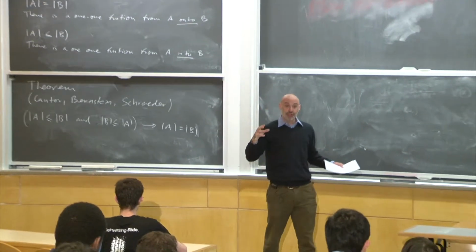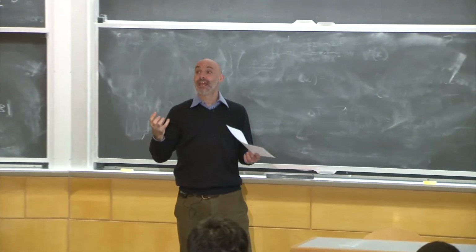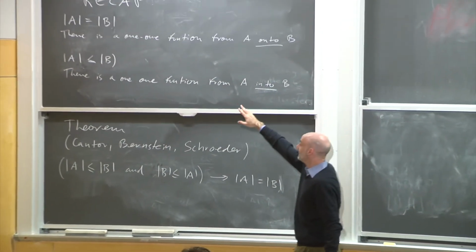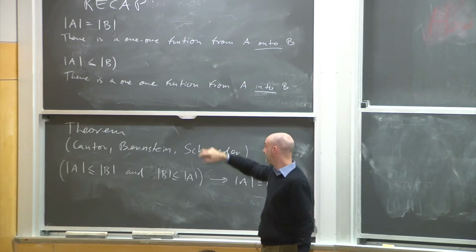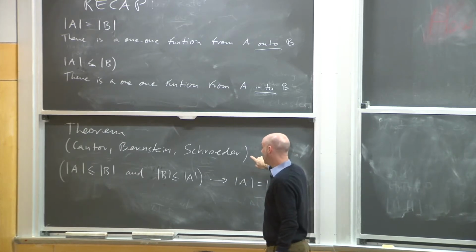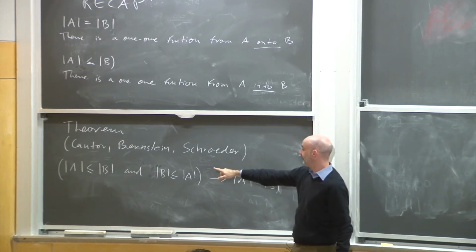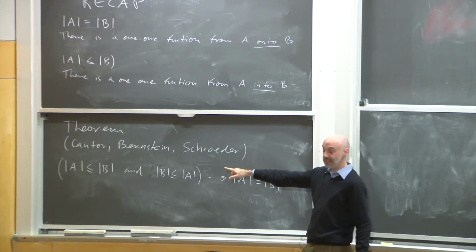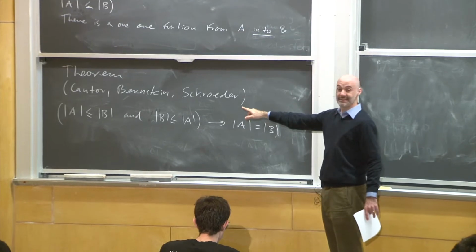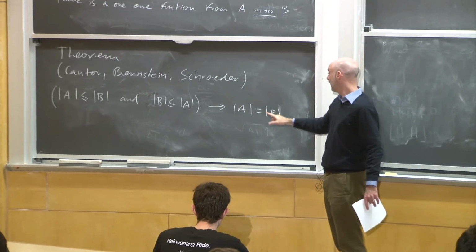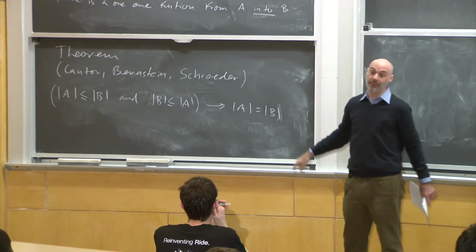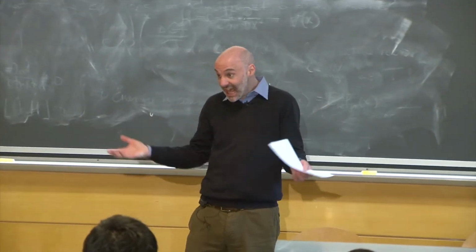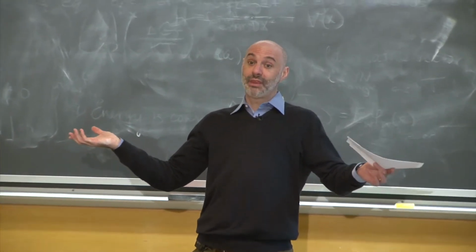And to assure us that this is good notation, so to assure us that this really does work like an ordering of the right kind, we need this result: if the cardinality of A is less than or equal to the cardinality of B, and the cardinality of B is less than or equal to the cardinality of A, then A and B have the same cardinality. That result is actually not super hard to prove.